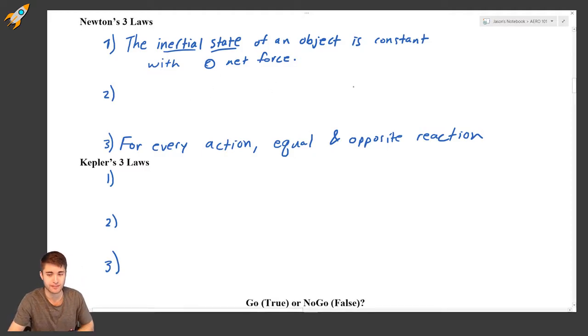The inertial state of an object is constant with 0 net force. And then for every action, equal and opposite reaction. The 2nd law defines what happens when we do have a net force on the body. Okay?